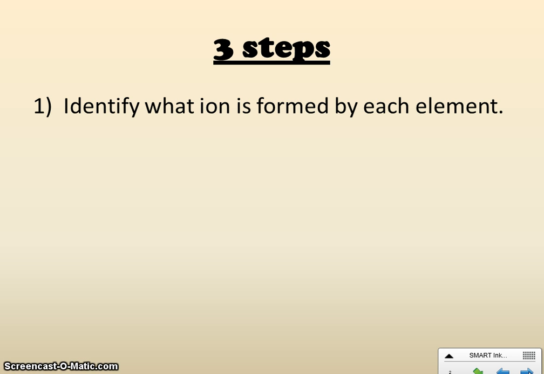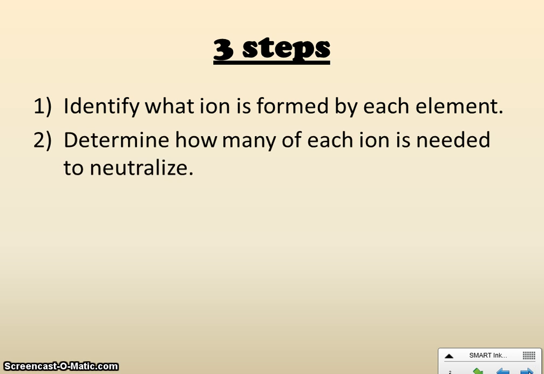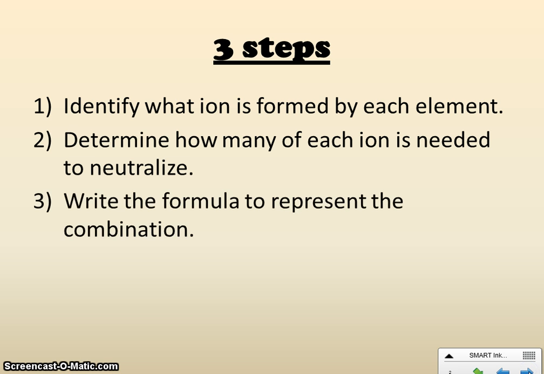Okay, once you know what ions are going to be there, you need to determine how many of each you're going to need to create a neutral compound. And this is going to happen in lots of different ratios, which you learned in your ionic bonding activity. Okay, from there, depending on how many you have, you need to be able to write the formula based on the ions present. Okay, so let's just walk through a couple of examples to try this out.